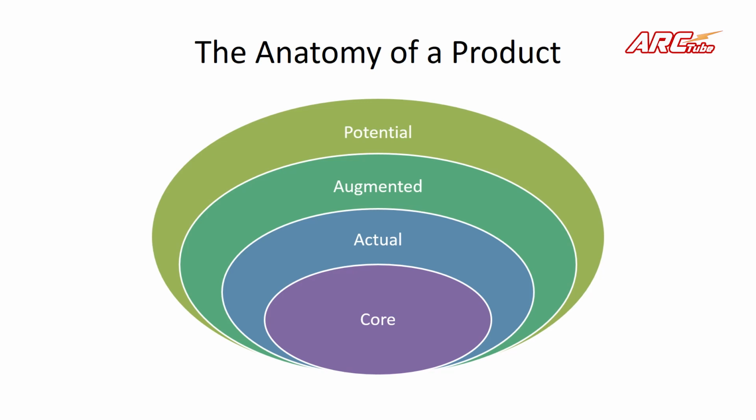Now let's take the product, let's say it's a car. If you take the product car, the core benefit of that product is transportation. That means you need to go from A to B.